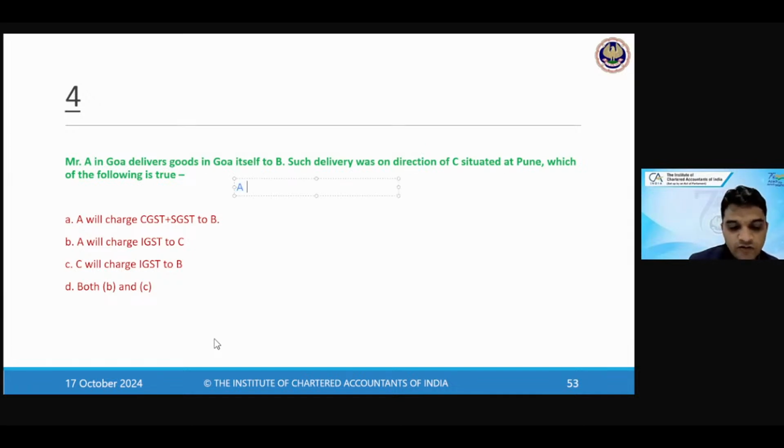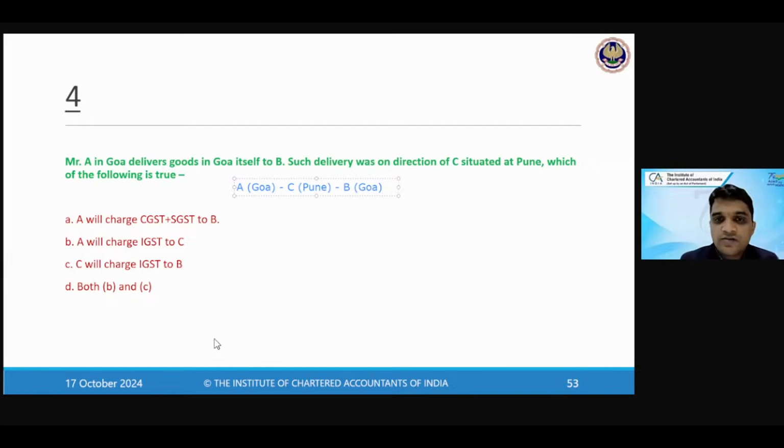A, who is in Goa, delivers the goods to B. Okay, so I'll mention, but under whose instruction? Under C's instructions. So always when there is bill to ship to, write the flow, then you will understand. A is in Goa, he will bill to C. Now C is situated in Pune, and the goods will be ultimately sold to B, who is again in Goa.